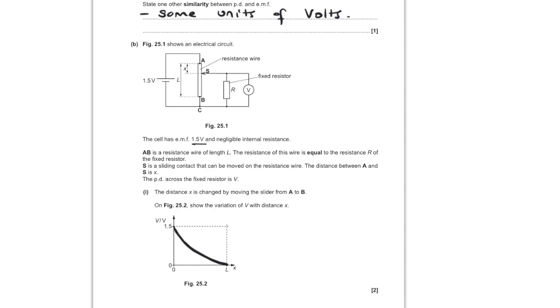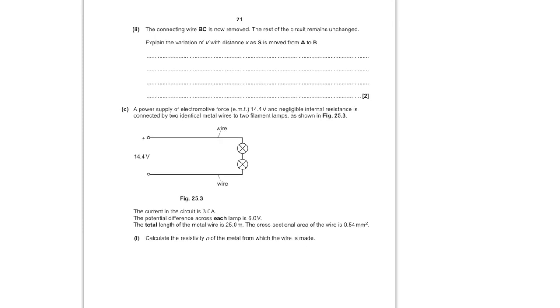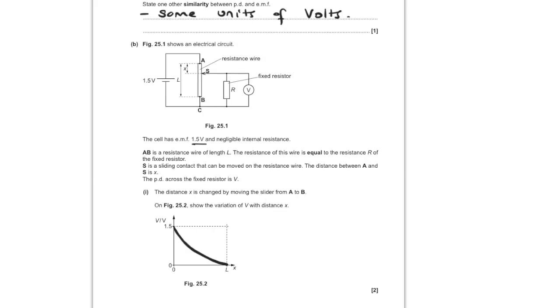Let's look into the next question. So now we are being given that the connecting wire BC is removed and the rest of the circuit remains unchanged. Explain the variation of V with distance x as S is moved from A to B. Lovely. Kind of unfair for 2 marks, but oh well. Let's look back. So if BC is removed, the circuit might look different. In fact, it will definitely look different.